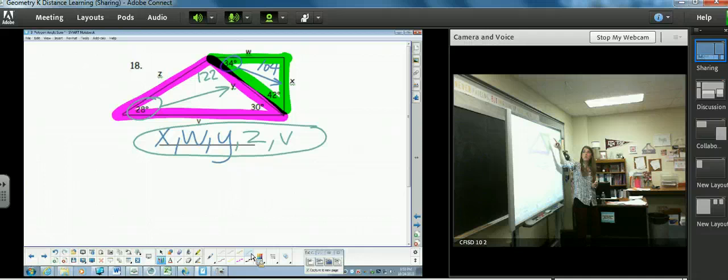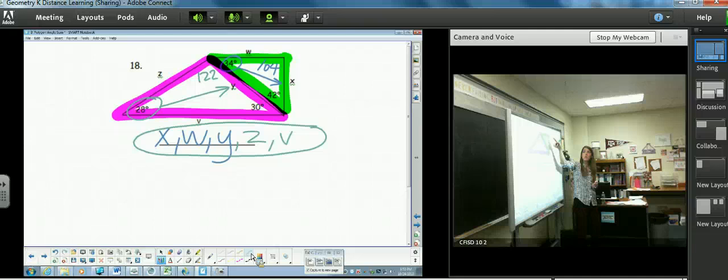Moving on. That was number 18, 23, 29, 30. Okay. Are you with me on 23? 23 is just like the one we just did, except instead of listing angles, now we're going to list sides.